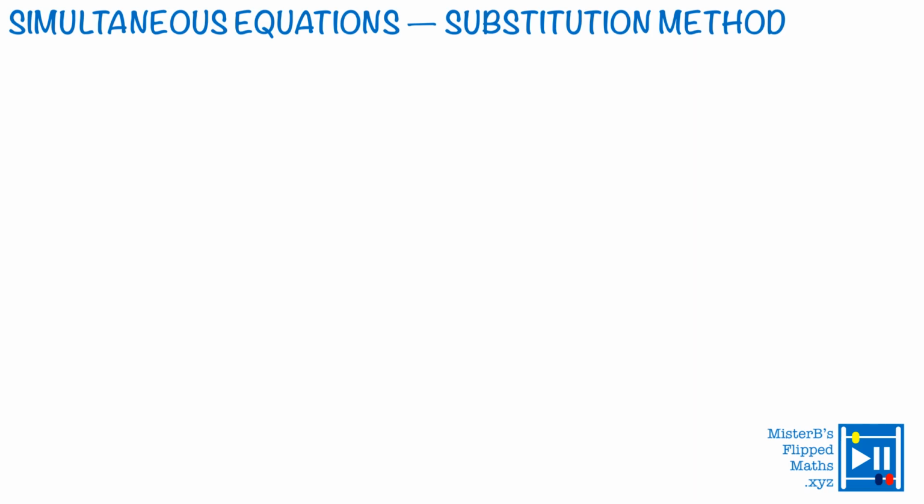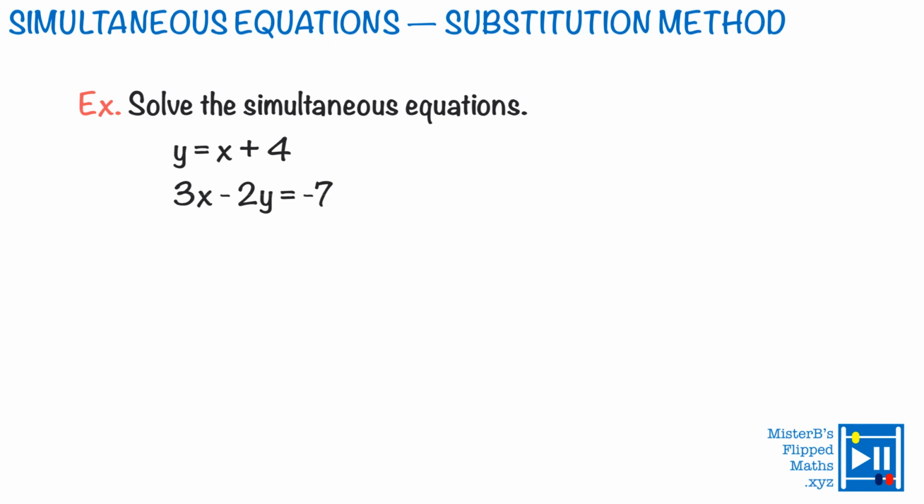Let's see an example. Now here I have y equals x plus 4, and in the second equation I have 3x minus 2y equals negative 7. So I will start with the first equation. So it's y equals x plus 4, and I'm going to write x plus 4 wherever I see y. So the second equation will be 3x minus 2 times, instead of y I'm going to write x plus 4, equals negative 7. Now, this equation has only one unknown, which is x.